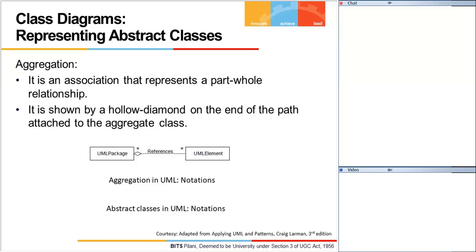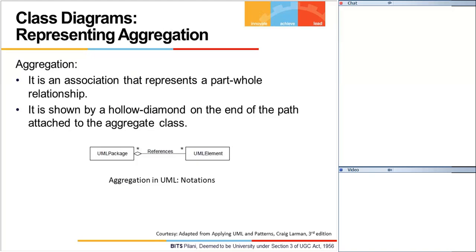Okay, let's see the other notations. These are the last two notations, aggregation and composition, right? What is an aggregation? It is an association that represents a part-whole relationship. It is shown using a hollow diamond, on the end of the path attached to the aggregated class. So this is the aggregation. The UML package is the aggregation or the collection, and UML elements are the parts, right? So the diamond is placed at the side of the aggregation. Whichever is the aggregation, on that end the hollow diamond is placed.